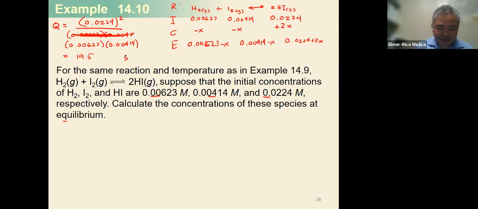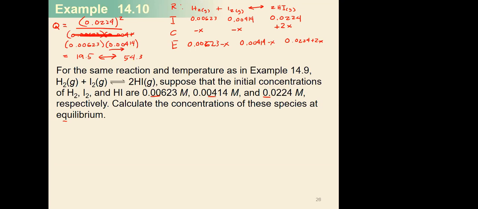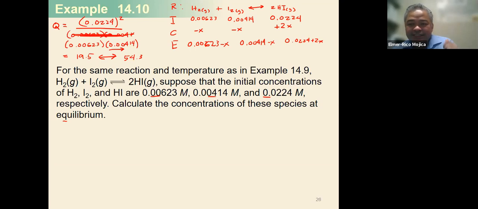So what is the K that we have there? 54.3. So it's still going toward what direction? The forward or the backward? Reverse. So for the reaction to reach equilibrium, it still needs to proceed from left to right. You still need to proceed the forward reaction. Everyone get that? Because of the relationship of Q with respect to Kc, if you ask why. I'm just applying the concept of the Qc value with respect to Kc.